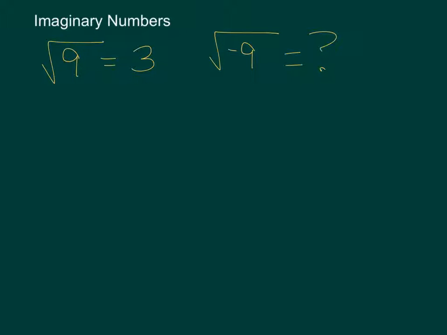Well, it was found in real-world applications that these type answers came up. So mathematicians, maybe scientists, had to come up with a way to deal with them. So they came up with the number i. And i is the square root of negative 1. i is defined to be the square root of negative 1. And this is where the imaginary numbers come in.